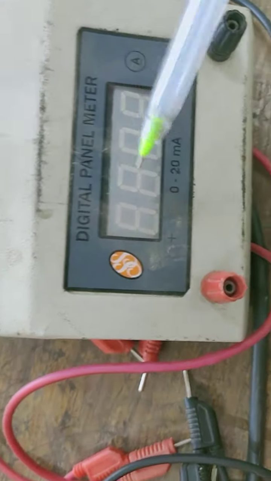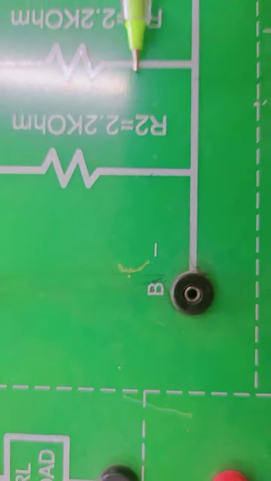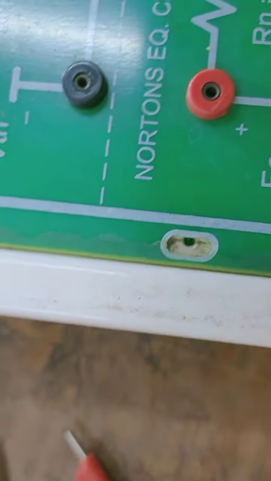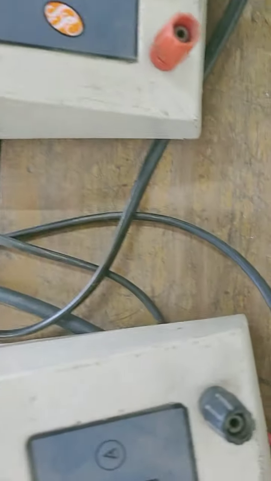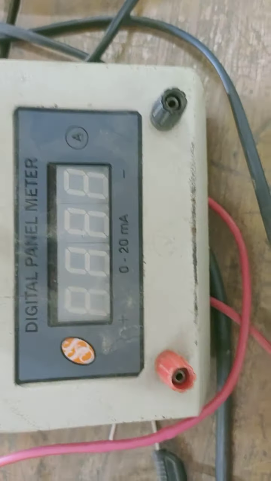Now, first we will verify the reading, giving connections in this current meter and voltmeter, connecting the first circuit here. Then we will connect it to the Norton's equivalent circuit and verify whether we are getting the same reading in these 2 meters. Okay.